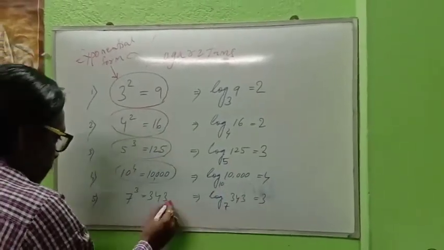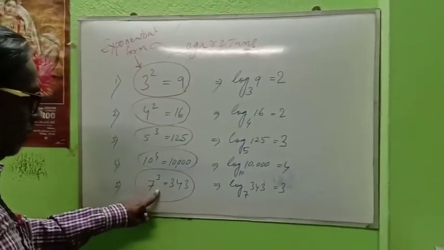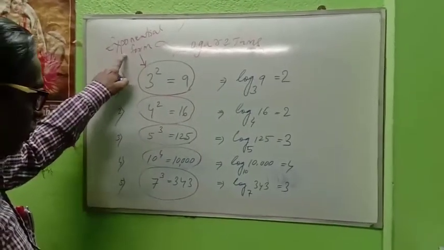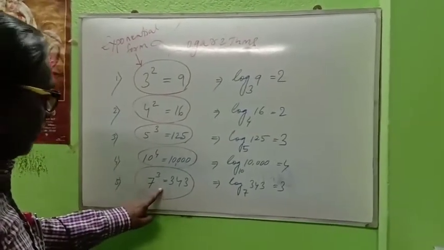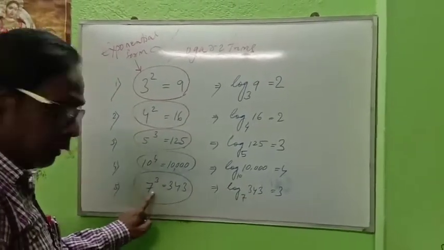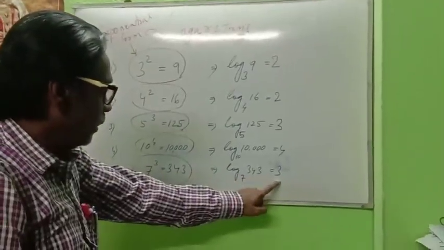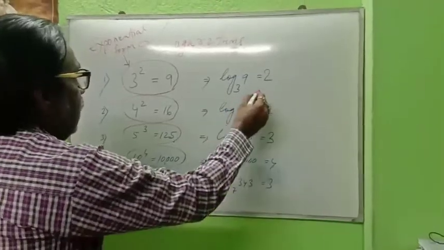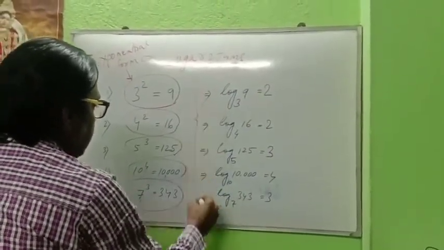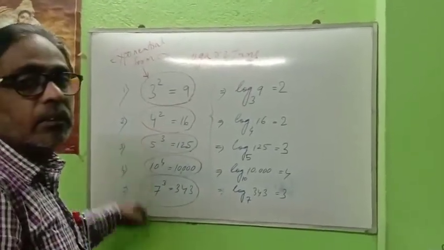Same process. 7 cube. If you multiply 7 three times, 7 into 7 into 7, this will be 343. This form is called exponential form. We have to write it in logarithm form. Log 343 base 7 is equal to 3. The power will go that side. These are called logarithm form and these are exponential form. Let us go to some more examples of this.